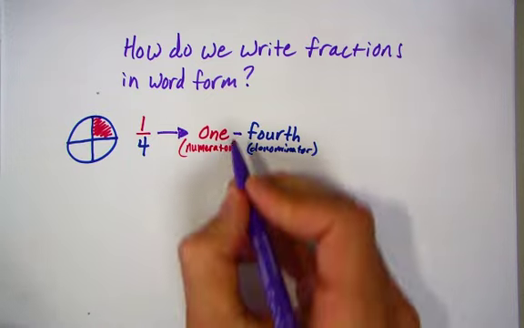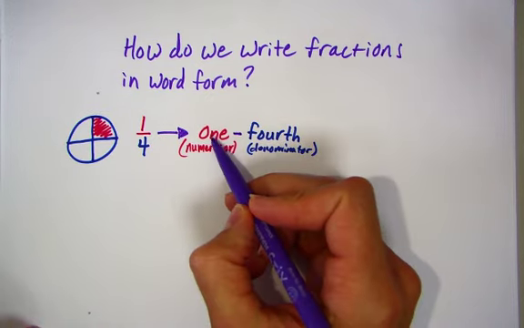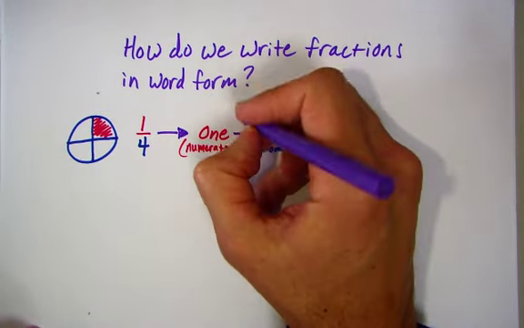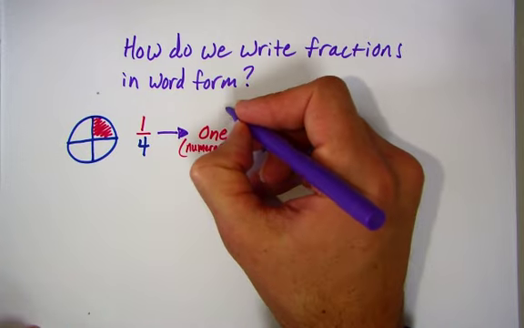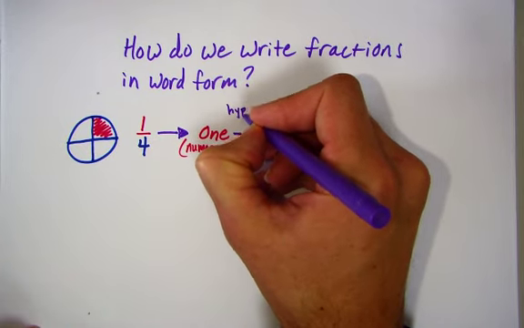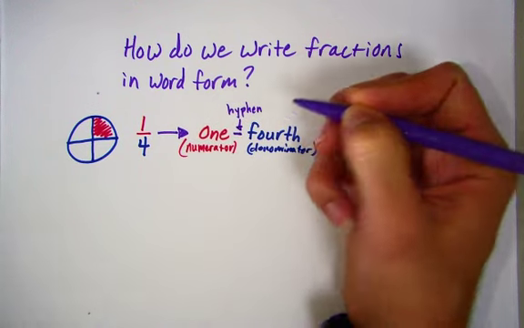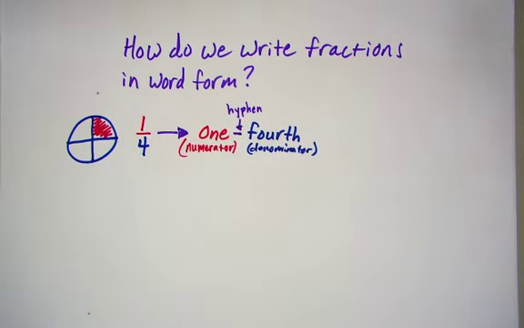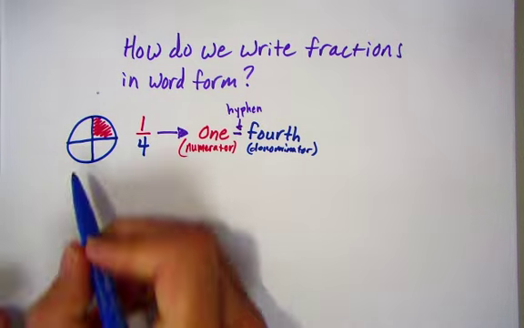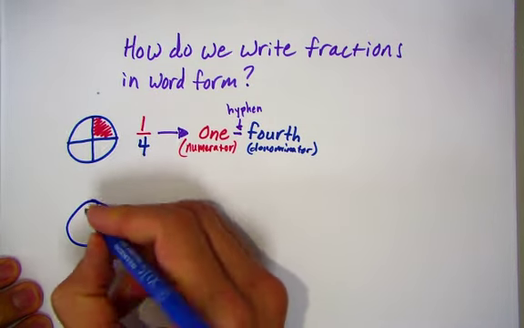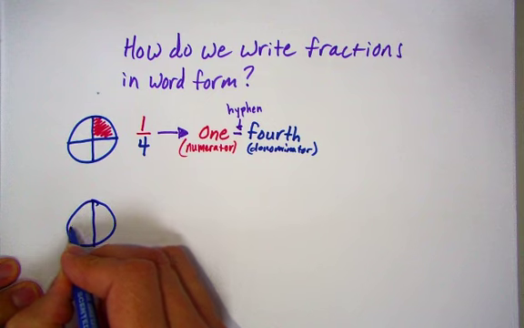Now this little mark in between is called a hyphen. So I'll actually write it up here. That's a hyphen. It combines these two parts. So that's how we write a fraction in word form. But let's take a look at another example. Let's take 3/4, for example.